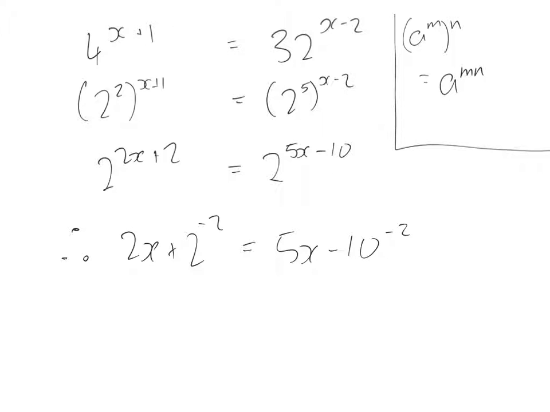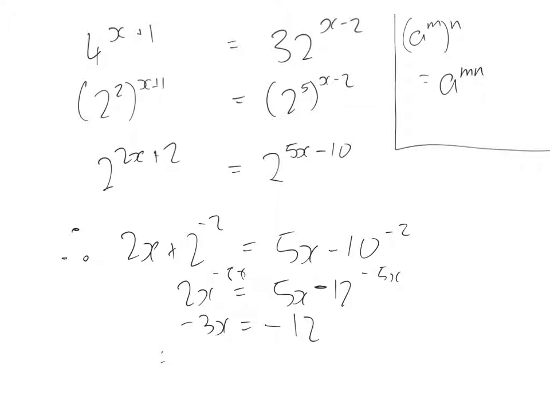Minus 2 from both sides there. That gets rid of the 2 there, leaving me with 2x is equal to 5x minus 12. And then I'm going to take 5x from both sides and leave me with negative 3x is equal to negative 12.